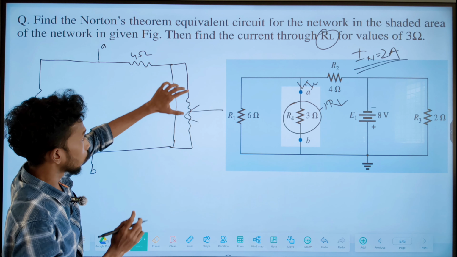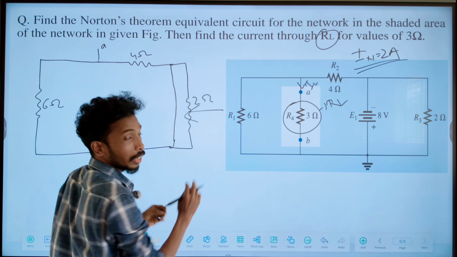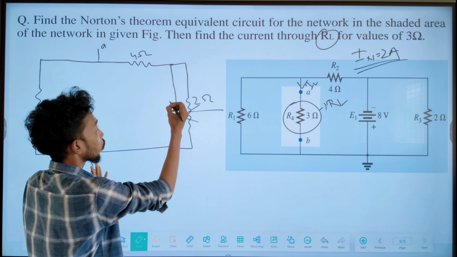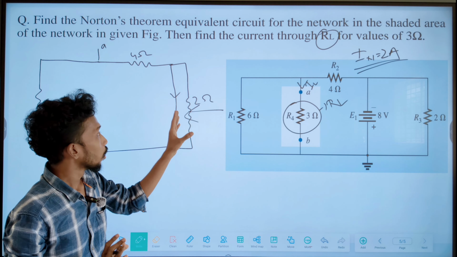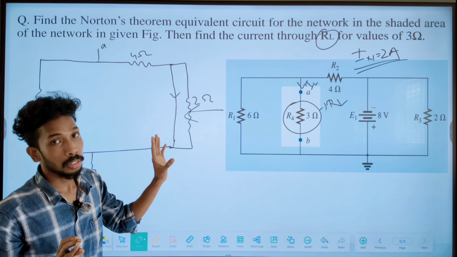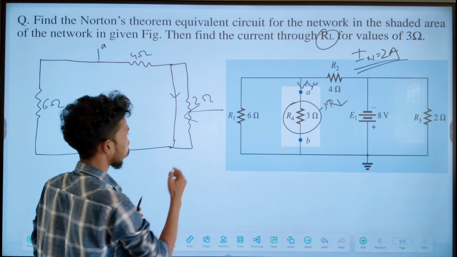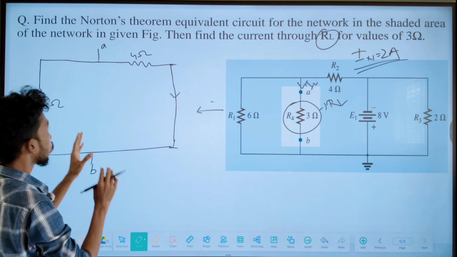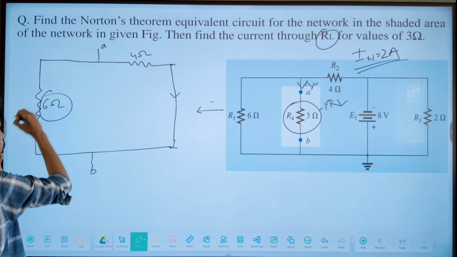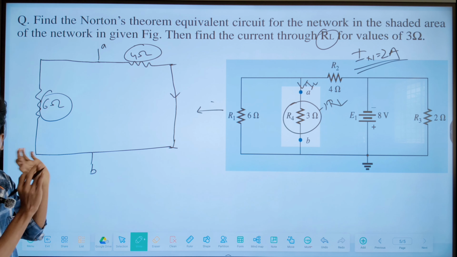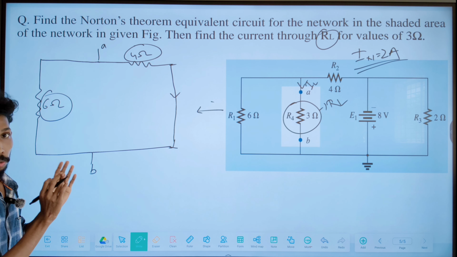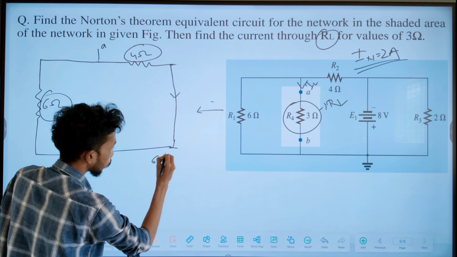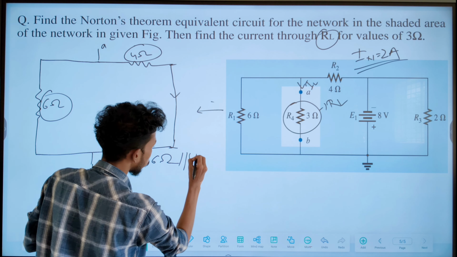But what we will do, this 2 ohm resistance is connected in a short circuit branch. In this 2 ohm resistance no current will pass, all the current will pass through this short circuit branch, so it will not drop any voltage. So we can easily remove this 2 ohm resistance. There is no need to include the 2 ohm resistance in the total. So if you see this network now, this 6 ohm resistance and this 4 ohm resistance are connected in parallel. So if we apply the parallel resistance formula to find the total resistance, we can simply write 6 ohm parallel with 4 ohm.